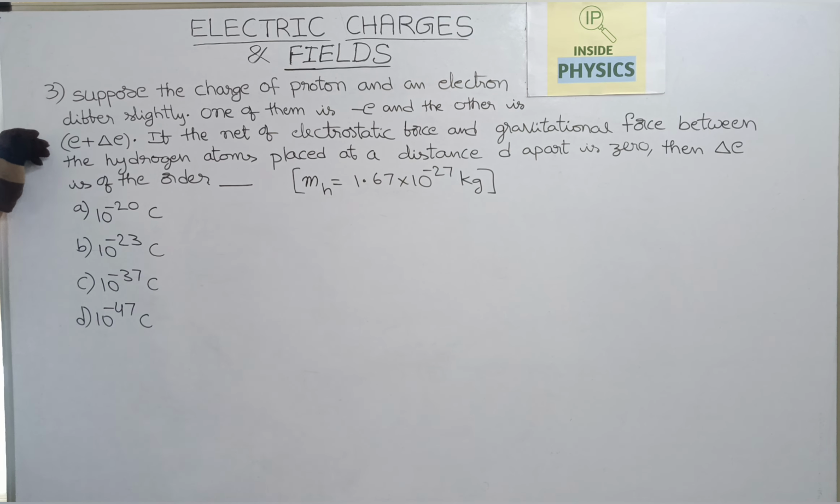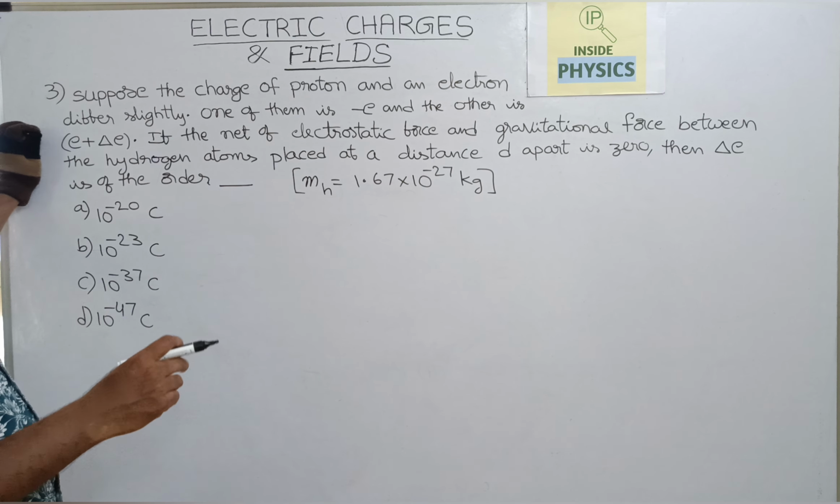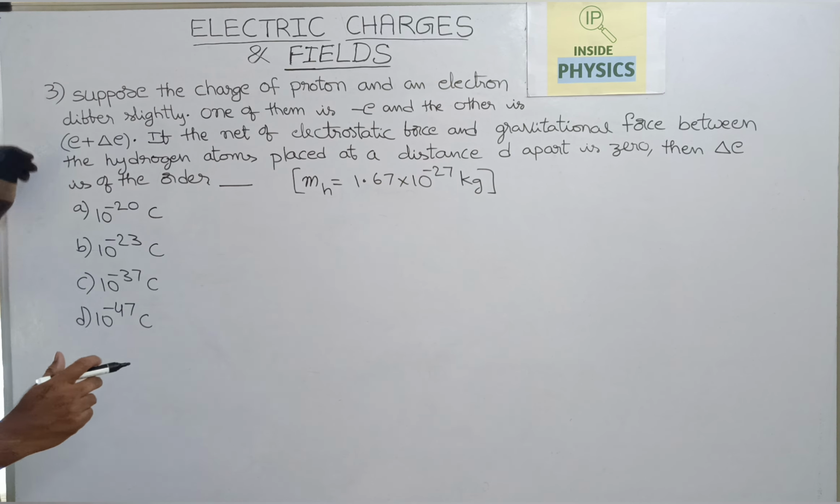Here we see the third problem. Suppose the charges of a proton and an electron differ slightly, which is not possible, but here we are assuming that they differ slightly in their charge. One of them is minus E and the other is E plus delta E. If the net of electrostatic force and gravitational force between two hydrogen atoms placed at a distance d apart is 0, then delta E is of the order?